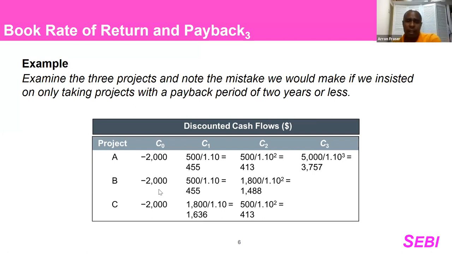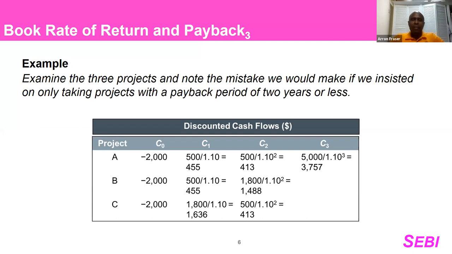And then we're given the cash flows for project A. You have 500 in the first and second period, and then 5,000 in the third period. Project B, you have a cash flow inflow of 500 in the first period, 1,800 in the second. For C, you have 1,800 in the first and 500 in the second. We're assuming here that the cost of capital is 10%.